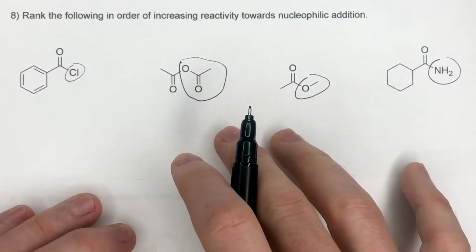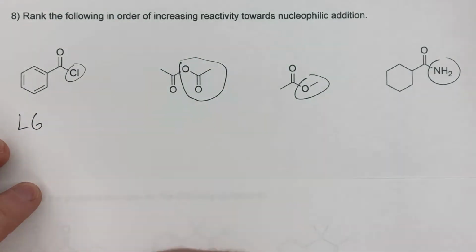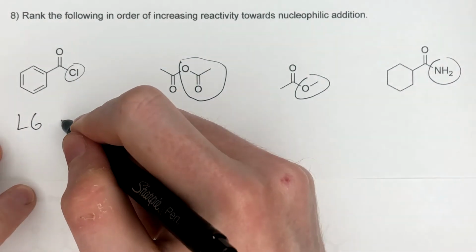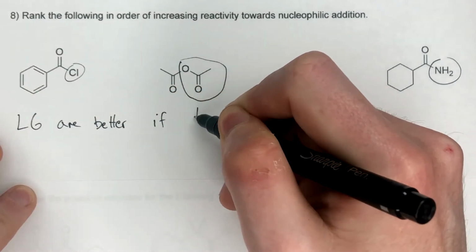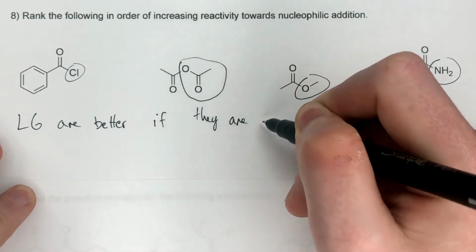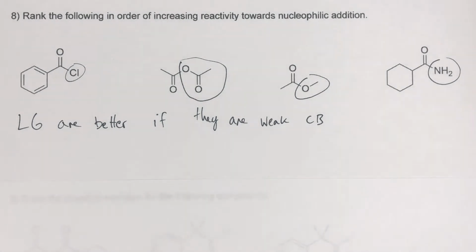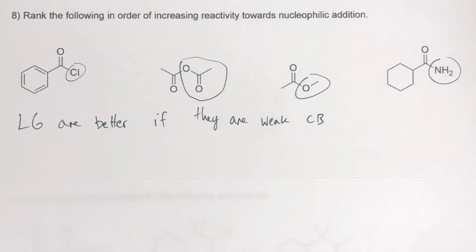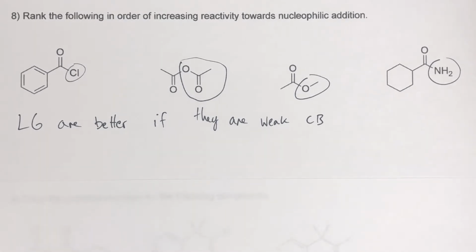So remember that leaving group propensity is due to conjugate base strength. So leaving groups are better if they are weaker conjugate bases. What that means is that they are stable as a conjugate base. They are stable, holding that negative charge, and therefore they will do that and become a leaving group. So then we need to assess the relative acid strength of the resulting species here, right?